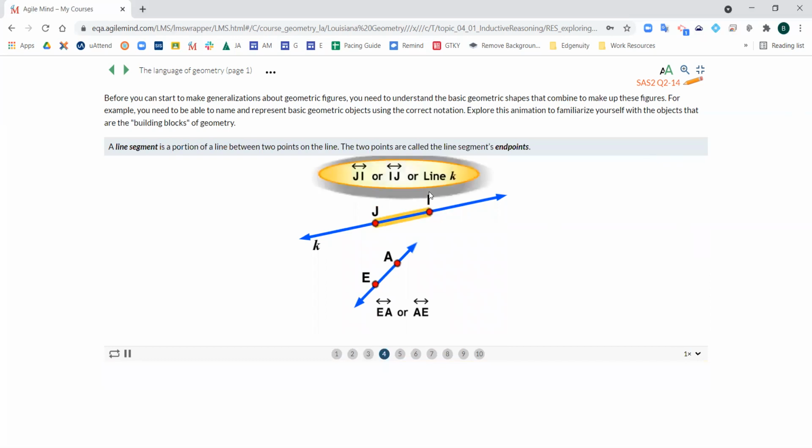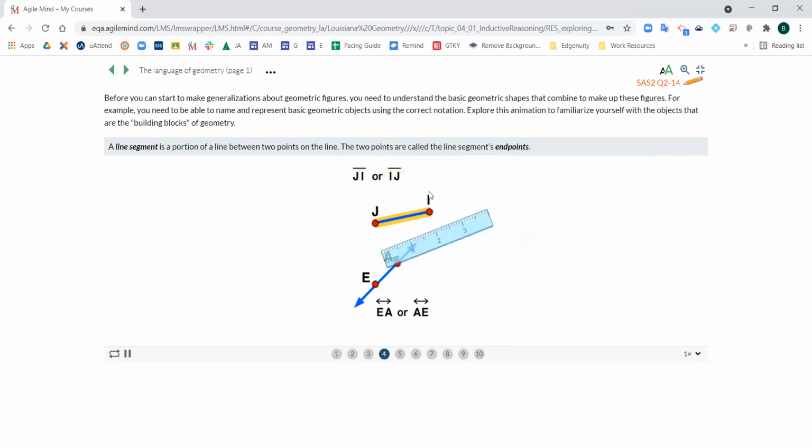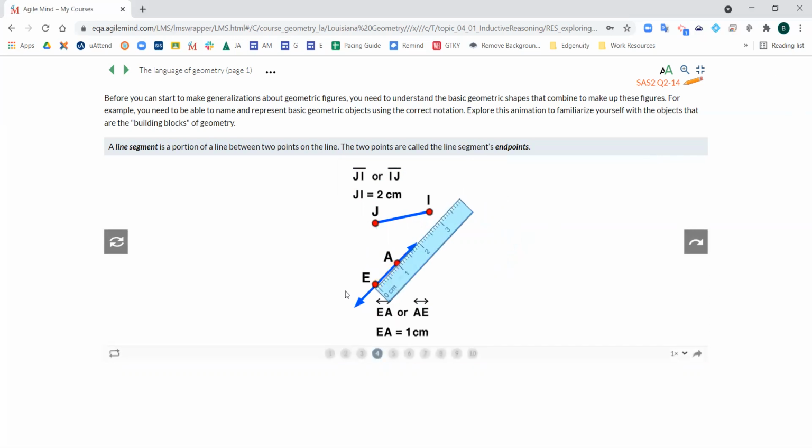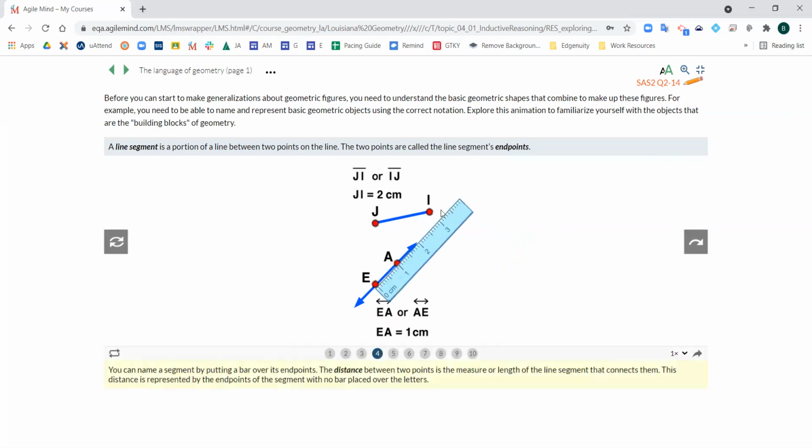A line segment. Segment means portion or part. So a line segment is part of a line. And it has two endpoints. That's what these little points here are. And we name line segments the same way we name lines. So just pick any two letters on them, JI, IJ, and then we're just drawing a little line over it with no arrows or anything. That's letting us know this is a line segment. So this says line segment JI or line segment IJ.